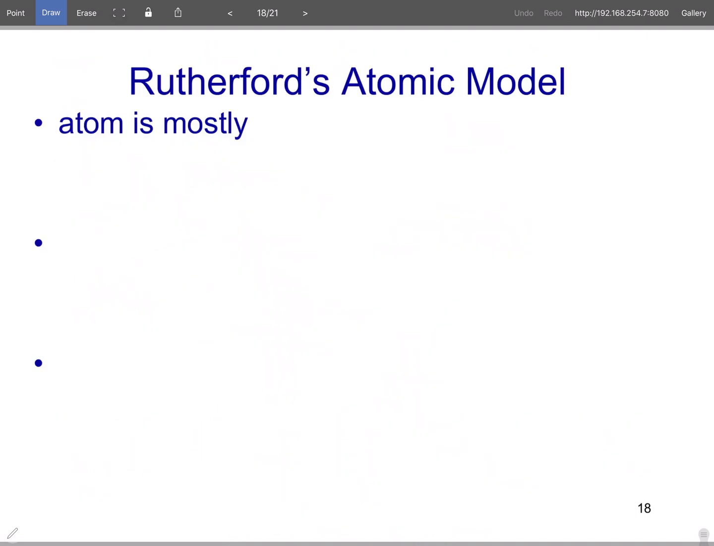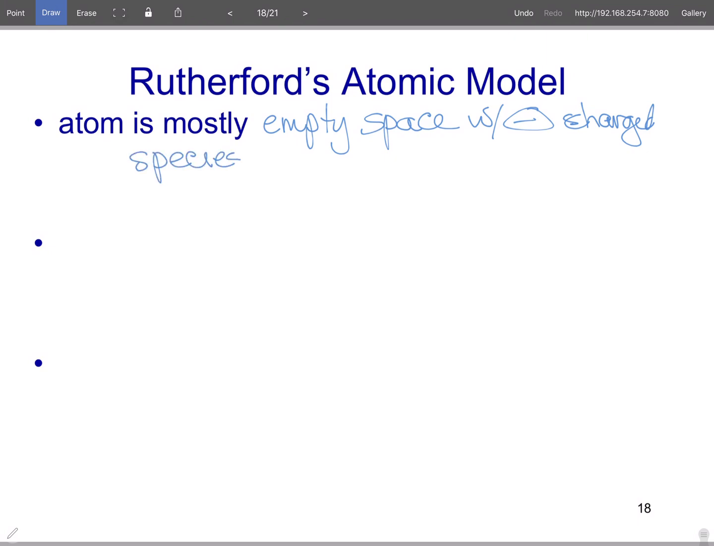So what Rutherford came up with was, he says, okay, this didn't work. The atom is mostly empty space. We know that because things went straight through without any deflection. So it's mostly empty space with the negatively charged species circling the nucleus.